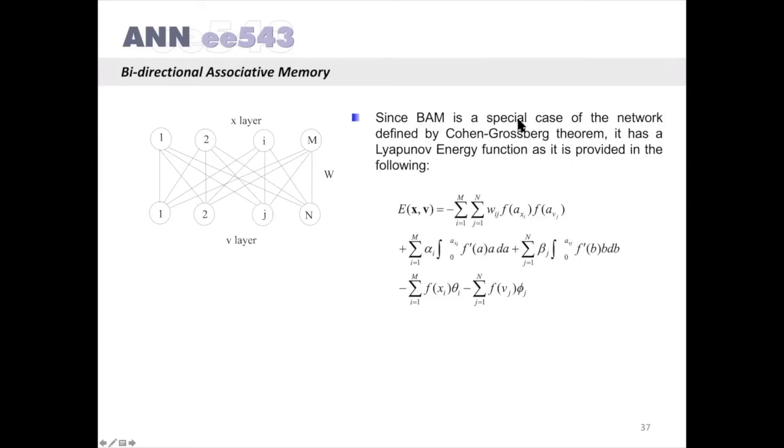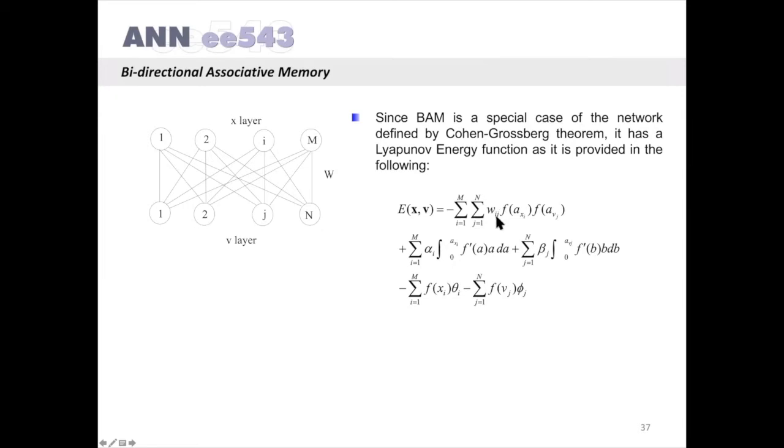Since BAM is a special case of the network defined by the Cohen-Grossberg theorem, it has a Lyapunov energy function as provided in the following. The energy in terms of the x vectors and v vectors here is equal to a double summation. Here, the connection weight between the neuron i and j, where i is in the X layer and j is in the V layer. i is from 1 to m, j is from 1 to n.